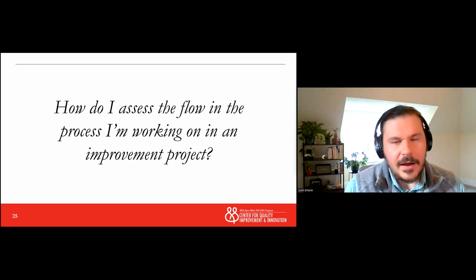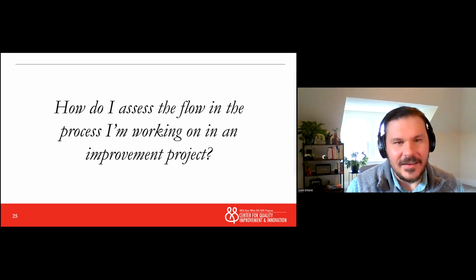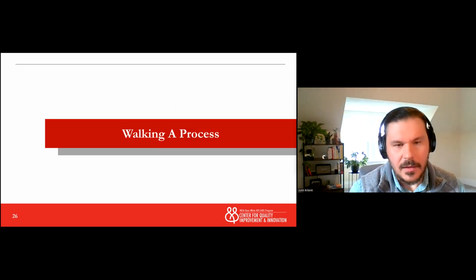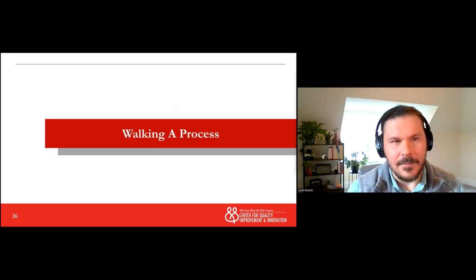So the next step, we're going to say, okay, now I know what flow is. I know what it looks like. How do I start assessing flow in the improvement project I'm working on? So the first step, before we even map that process, is we want to walk that process.